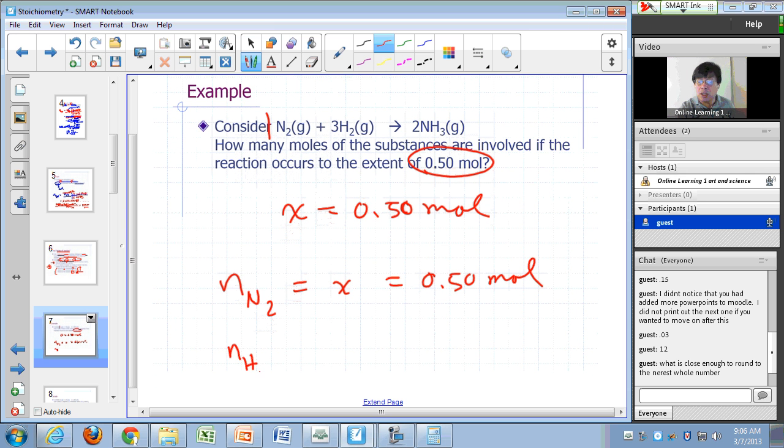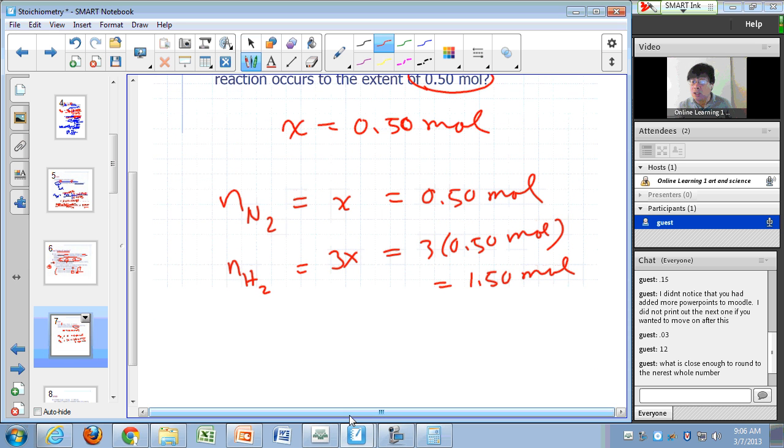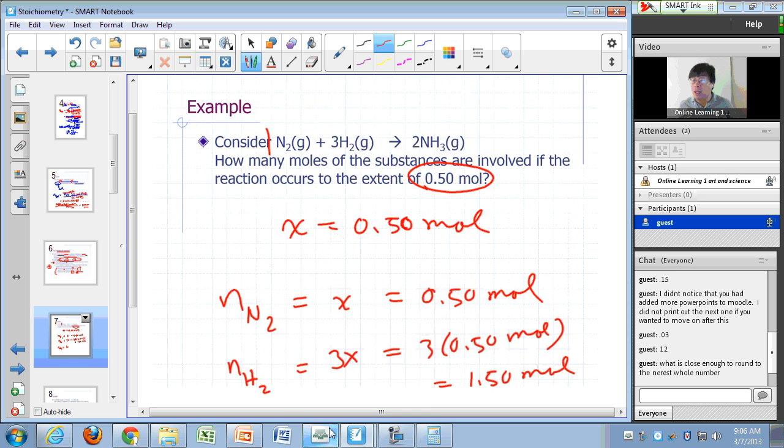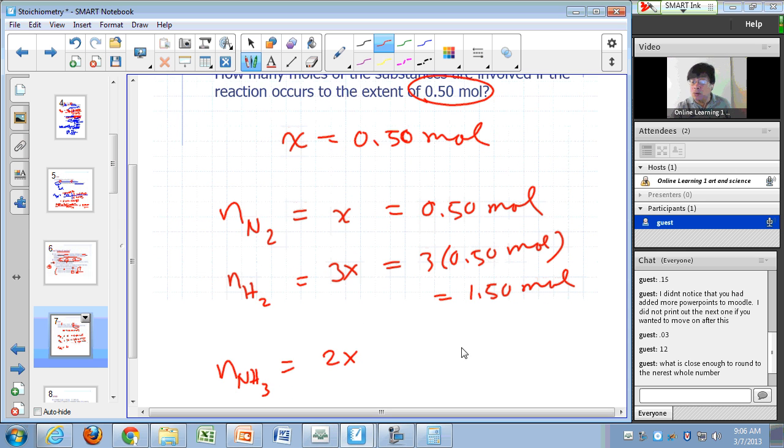Moles of hydrogen consumed would be 3X. So that's going to be 3 times 0.50 moles. That's just going to be 1.50 moles. And then you can say moles of NH3 produced is 2x. Why 2x? Because the coefficient of NH3 in this balanced equation is 2. So 2 times 0.5 moles would give you 1.0 moles.